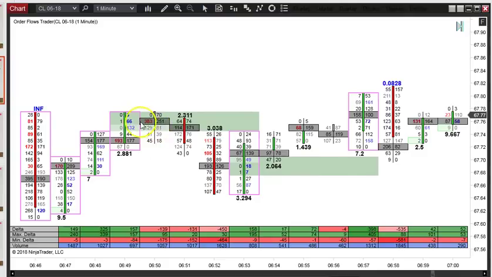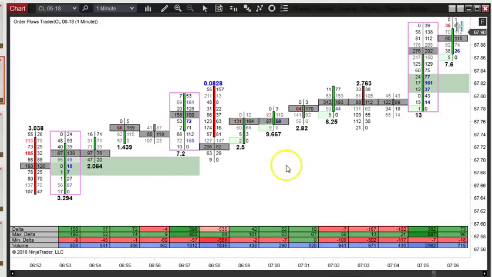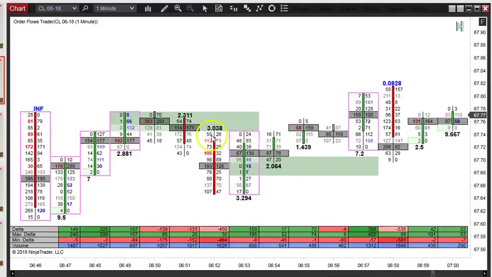Honestly, to me, these two, I would have taken a long here. I would have taken a long here. This one I would have been stopped out on. This one worked better, but this one I would take, honestly. I would like to see a stronger delta here, but I know that the volume's a little bit lighter. Delta's decent, honestly. I do like that you got point of control is the same as the previous point of control and higher than the point of control a little bit further.